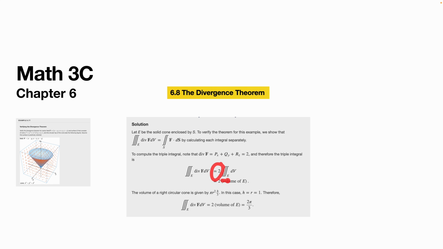Pull that to the front, and then you have the volume of the solid, and the solid is this cone. And then there's a formula for the volume of a cone where the height and the radius are both 1. We've already gone over that. So you get 2 times pi over 3, or 2 pi thirds. So now we want to do the surface integrals over the top, S1, and then over the cone, S2, and verify that those two values sum up to 2 pi over 3.